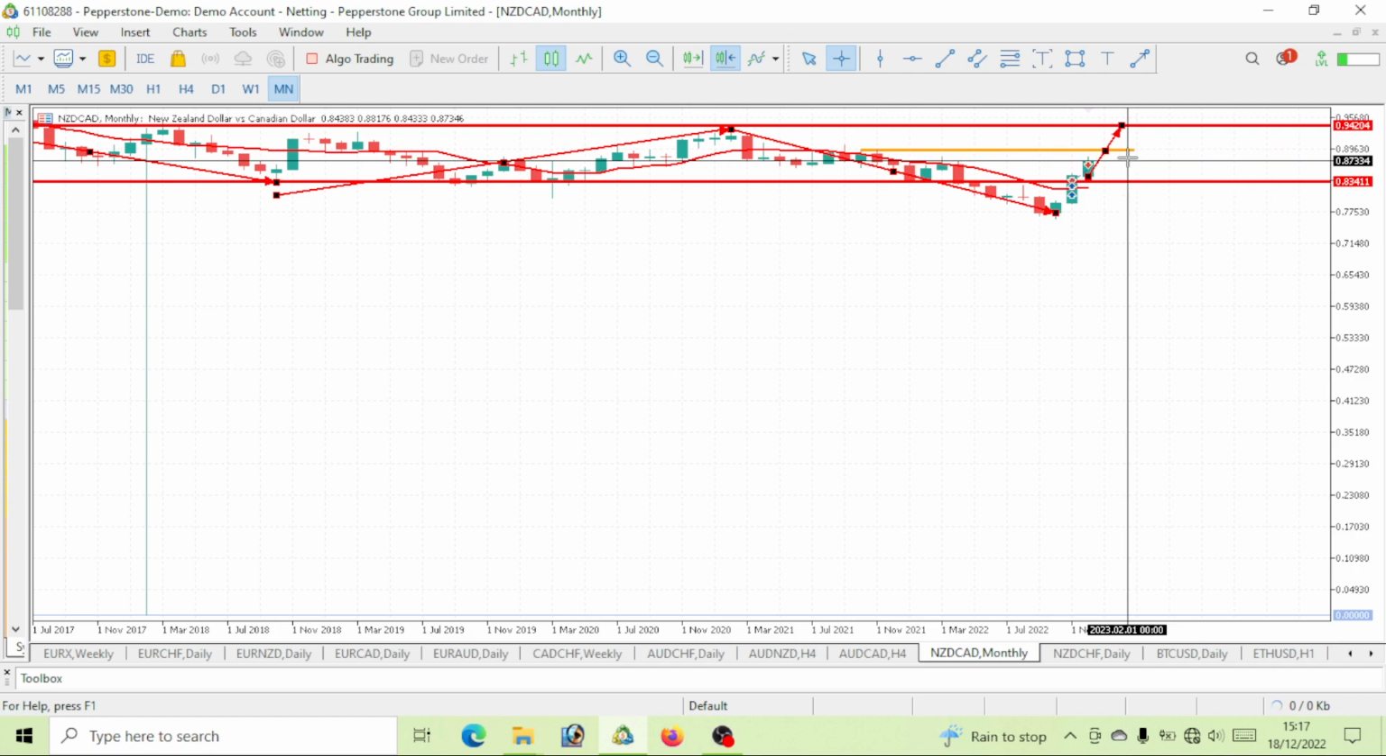So how many pips will it give us if it gets to the resistance level? It will give us close to 700 pips. So what I am saying here is about 680 something pips. That is close to 700 pips.